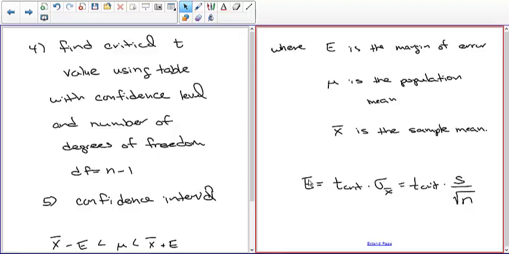So the margin of error is just this critical t-score that we read from that table, times the value we got in step 3, which is the standard deviation of the sample means, equal to the sample standard deviation divided by the square root of n. So we know all this, we've already got all that. We just plug it into the equation, calculate it, add it and subtract it to the mean, and we've got the answer.